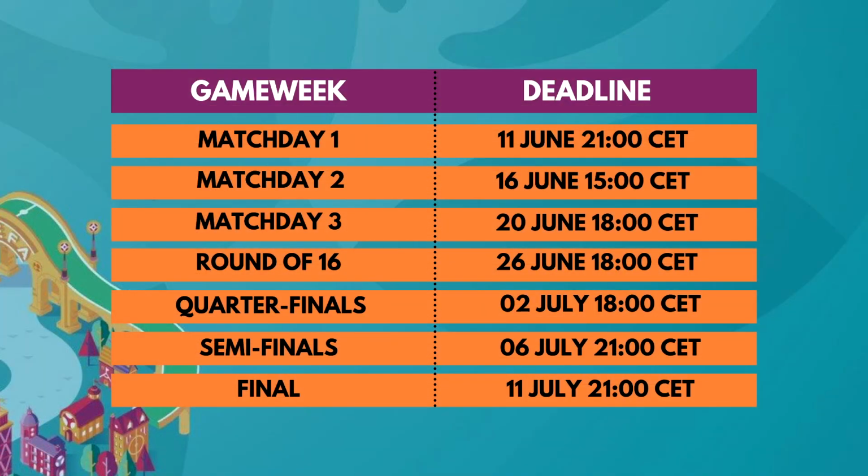Now coming to the last section of this video, guys, there are some important deadlines that you need to know. As I mentioned earlier, every match day, the teams will lock as soon as the first match within the match day kicks off. There are a total of 7 match days, so match day 1 is 11th June, that is 9 PM CET. That is the Central European time, guys. It might be different in your time zone, so do check out for that. Match day 2 is 16th June, match day 3 is 20th June, round of 16 is 26th, quarterfinal is 2nd July, semi-finals is the 6th of July, and the final is on the 11th of July.